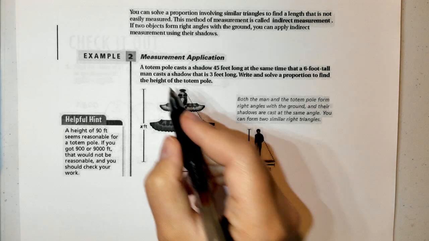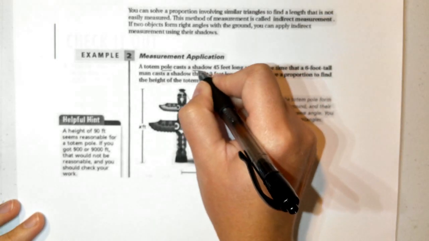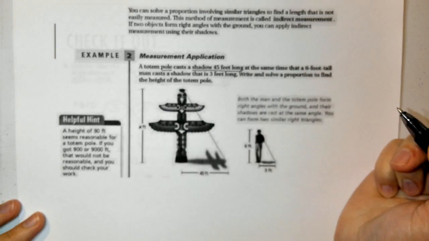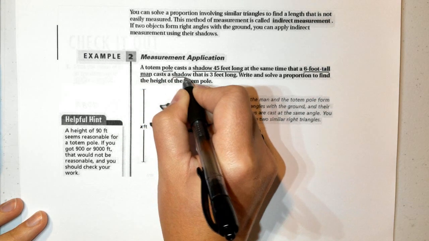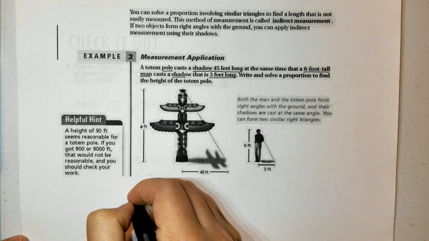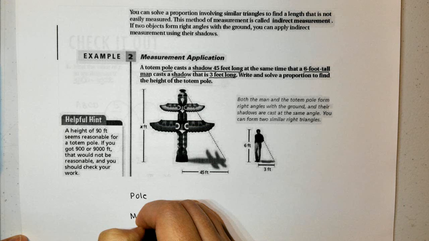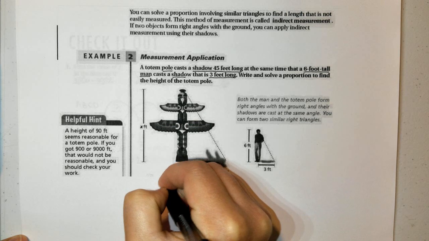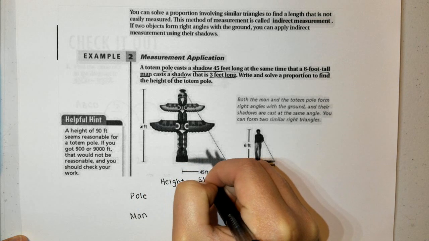A totem pole casts a shadow that is 45 feet long. At the same time, a 6-foot tall man casts a shadow that is 3 feet long. Write and solve a proportion to find the height of the totem pole. So here we have a pole, we also have a man that we are going to be comparing. We're going to have their actual heights and then their shadows.